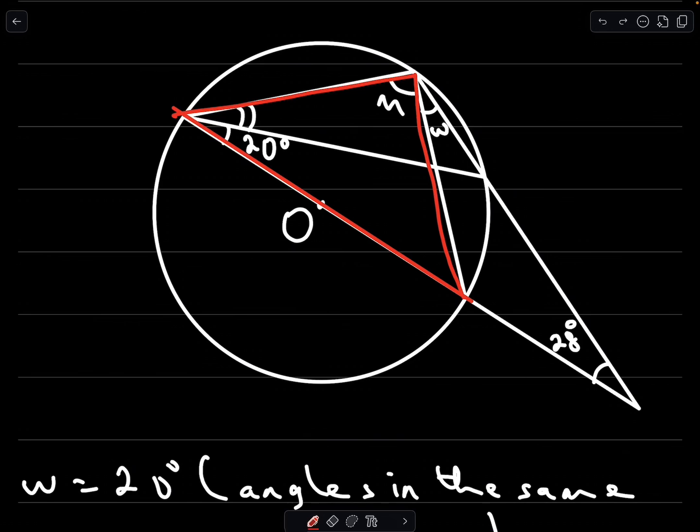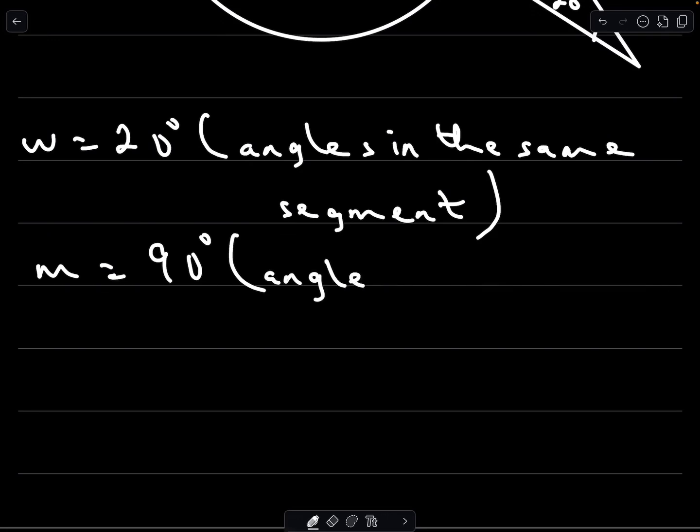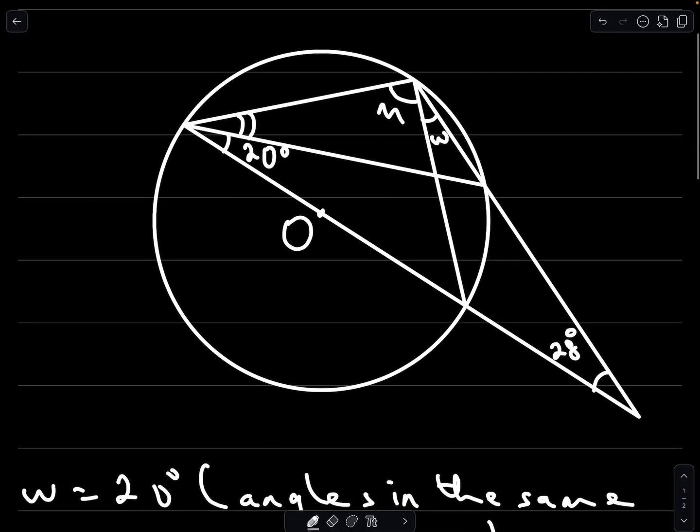An angle in a semicircle is 90 degrees. So I'm going to say angle M equals 90 degrees. Angle in a semicircle.